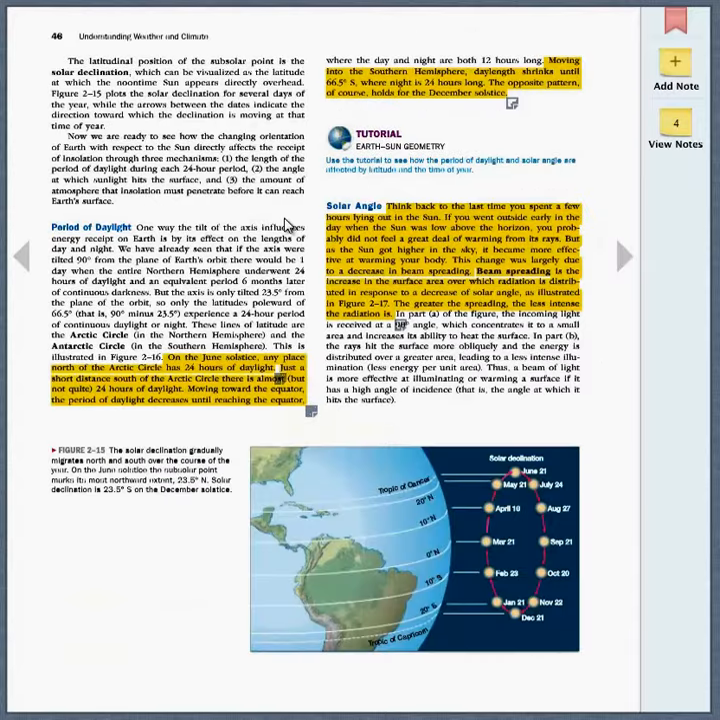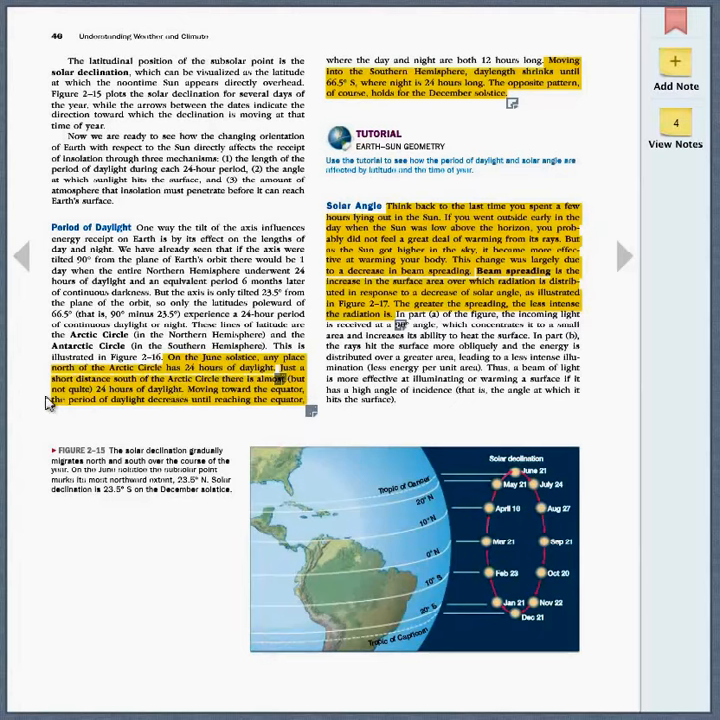Okay, moving on to page 46, the period of daylight. I've got highlighted here, it says on the June solstice, any place north of the Arctic Circle has 24 hours of daylight. That's on the June solstice. You want to know that. Just a short distance south of the Arctic Circle, there is almost, but not quite, 24 hours of daylight, as you're close to it.